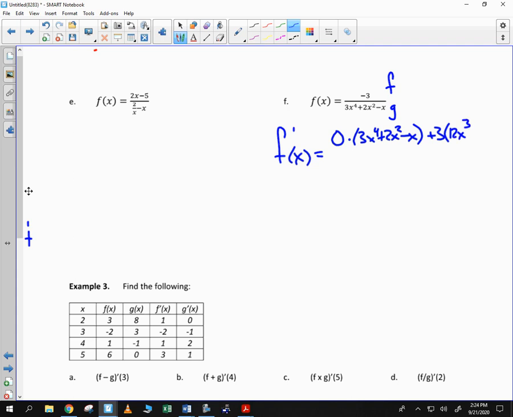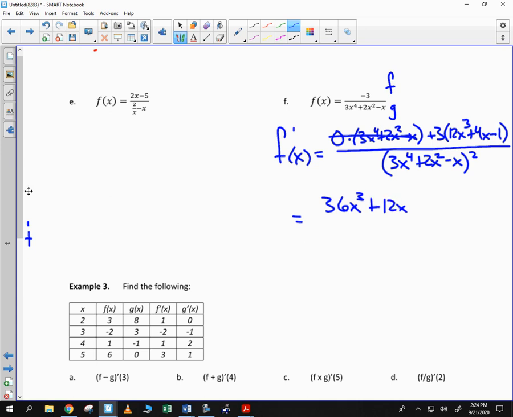12x cubed plus 4x minus 1. So that all goes away. It's all over (3x to the fourth plus 2x squared minus x) squared. And so we have 36x cubed plus 12x minus 3 all over (3x to the fourth plus 2x squared minus x) quantity squared. That is the derivative.